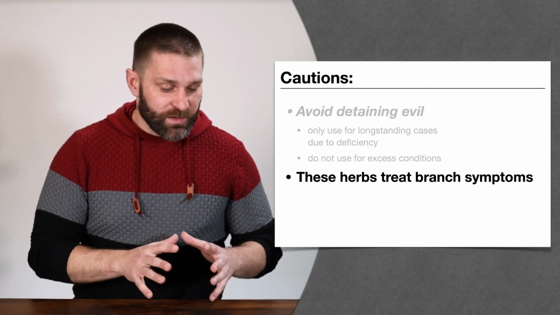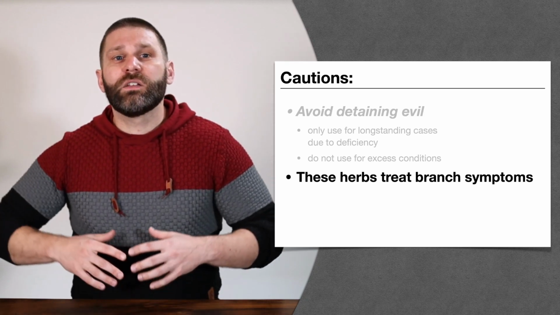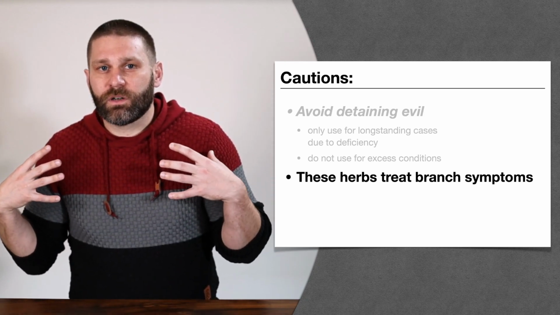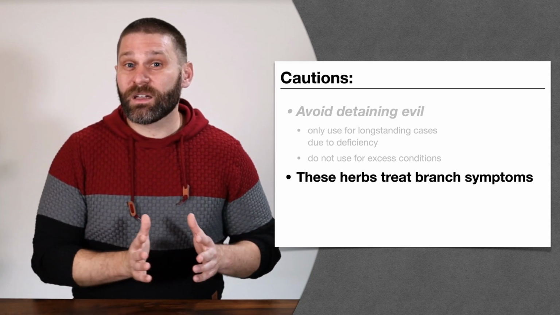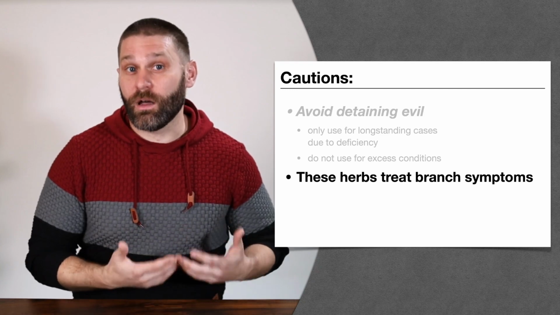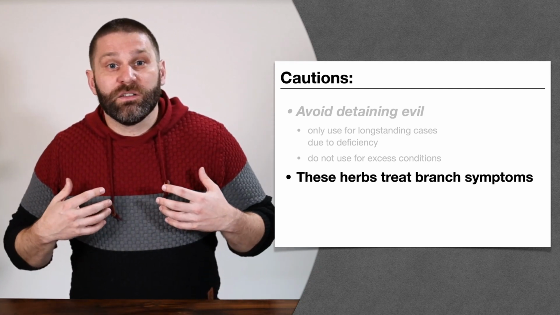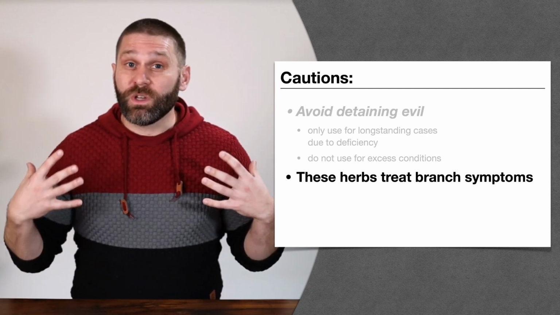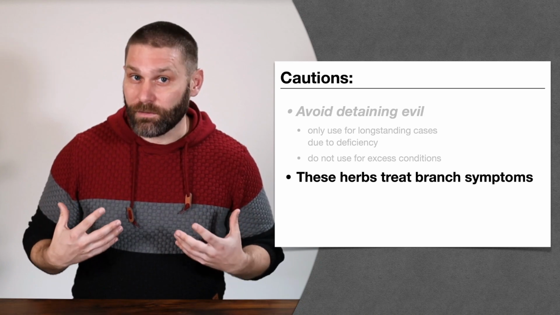Again, this is a condition where the Qi is deficient and fails in its function of containment. So these astringent herbs will treat those branch symptoms of leakage, but we would need to combine them with herbs that treat the underlying root cause. Say we had night sweating due to yin deficiency. We could use these herbs to stop the sweating, but we'd have to combine them with herbs that tonify yin.